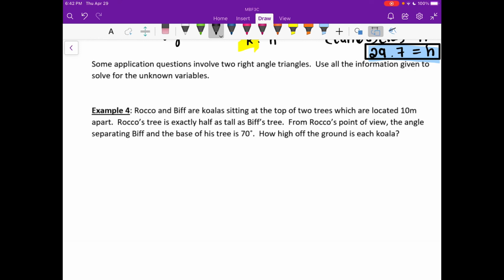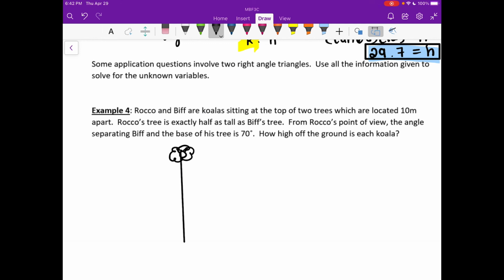So it says Rocco's tree is exactly half as tall as Biff's tree. And from Rocco's point of view, the angle separating Biff and the base of his tree is 70 degrees, right? So let's just draw in our trees first, okay? So I'm going to go in and draw my first tree. I'm going to get rid of that arrow. That's going to be my first tree. If you want, you can draw a little thing on top of that. And then I can draw my little koala in here.